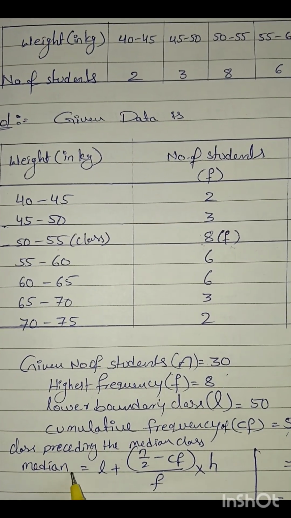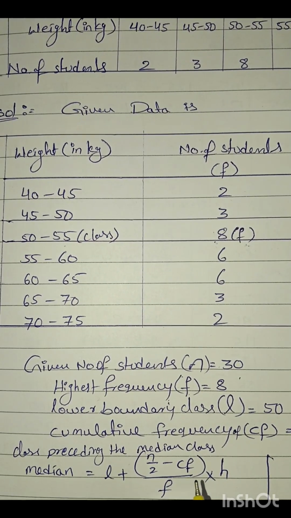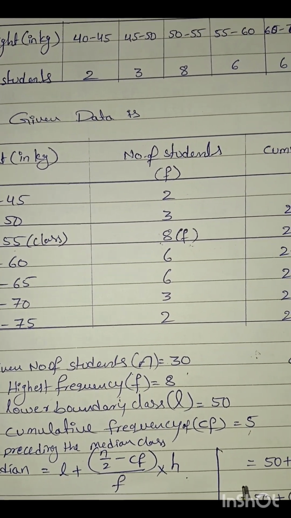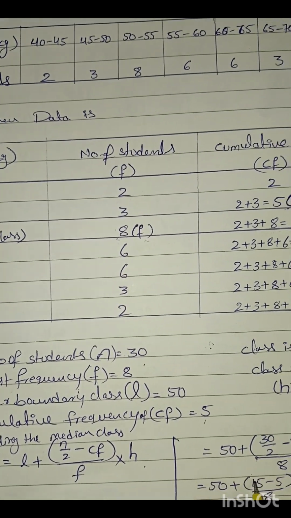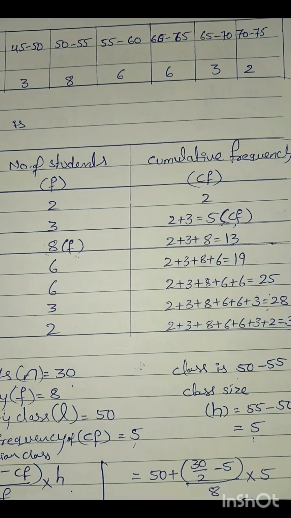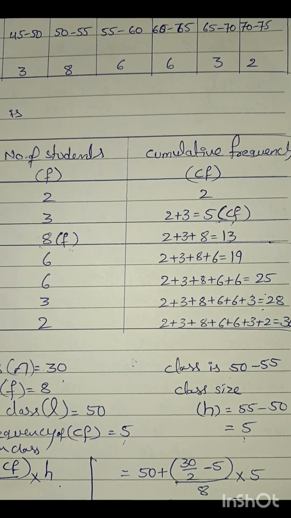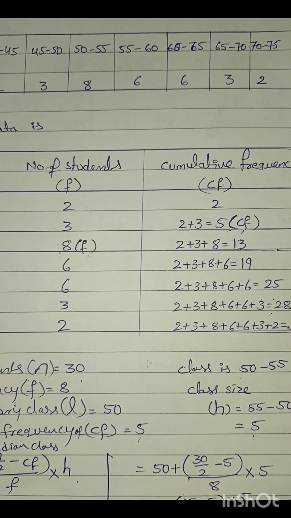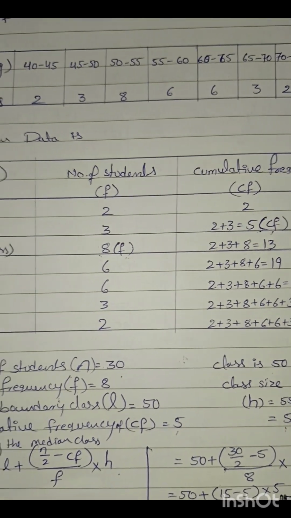Next, the median formula: L plus n by 2 minus CF by F into H. Substitute the values in this formula and after simplification we get the value 56.2. 56.2. This is the median weight of the students in the class.